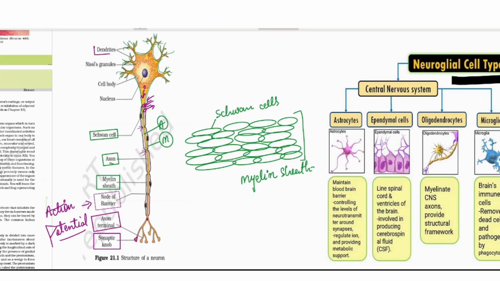And these fiber-like structures coming out in the form of a network, which help in the attachment of one neuron to another neuron, are known as the dendrites. In the cytoplasm there are some granule-like structures known as the Nissl granules, and this is the cell body in which all of these are present. In the center we have the nucleus, right? So I hope this structure is clear.